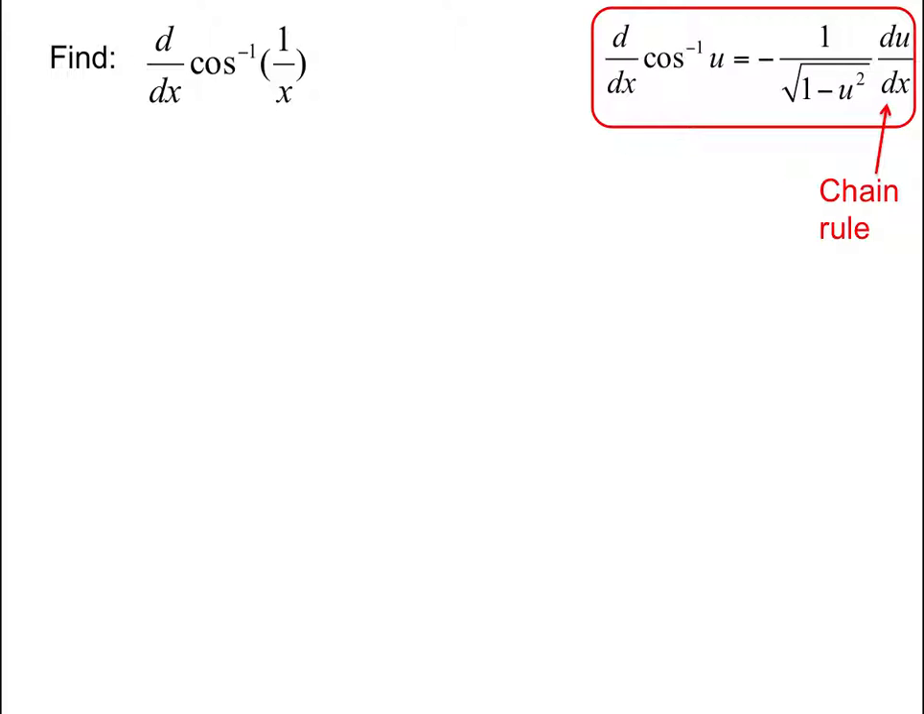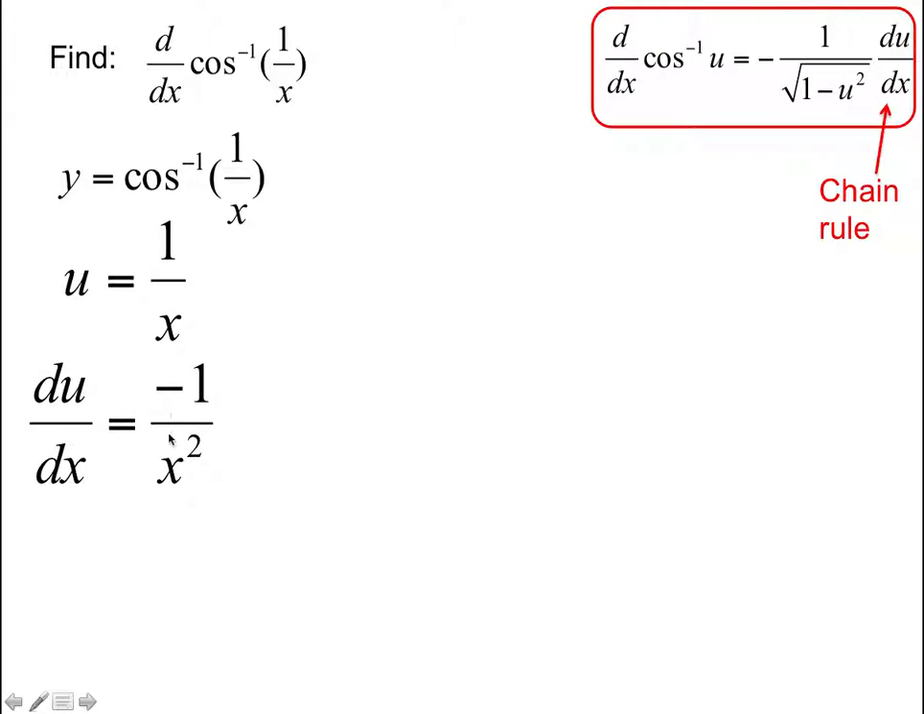Okay, so let's take finding the derivative of the inverse cosine of 1 over x. So again, our 1 over x is our u. That's our inside function, basically. So the derivative of 1 over x, we've got to think of this as x to the minus 1. So it's minus 1 x to the minus 2, or it's minus 1 over x squared.